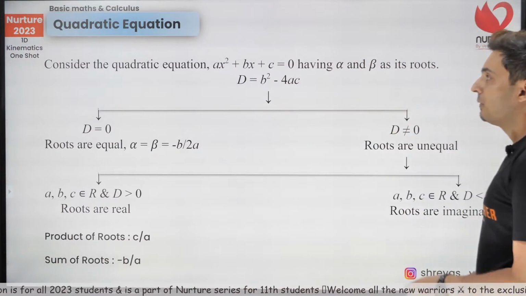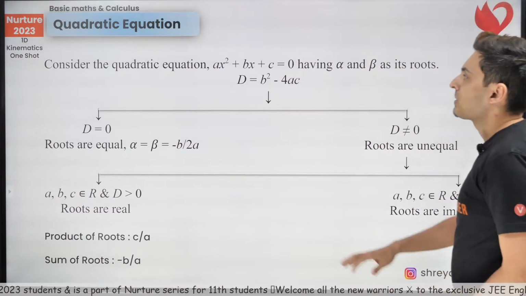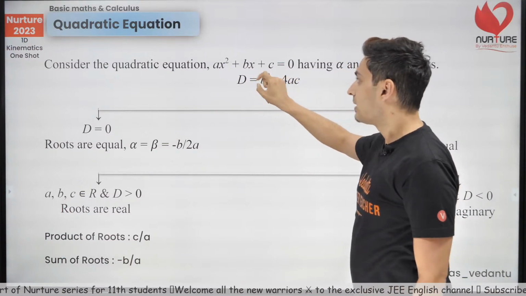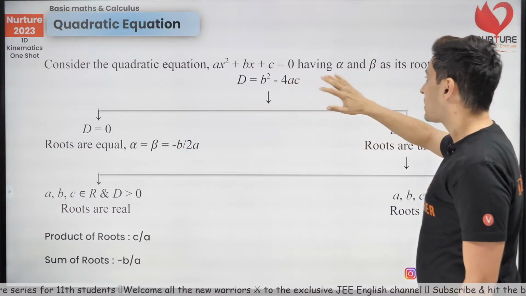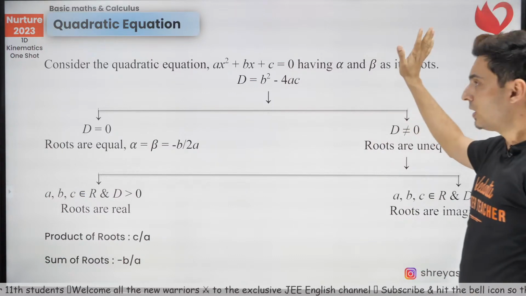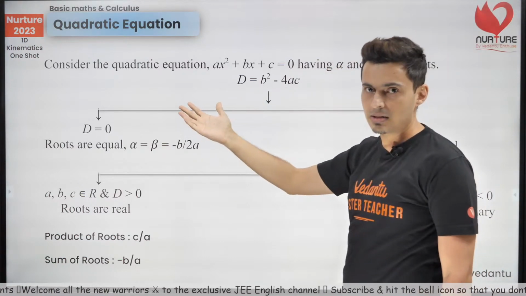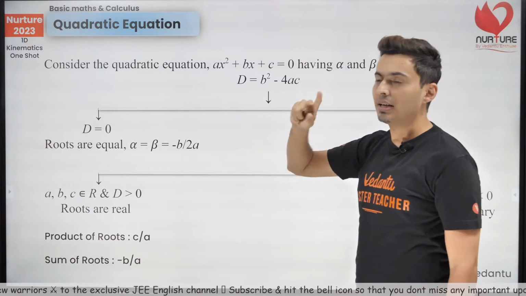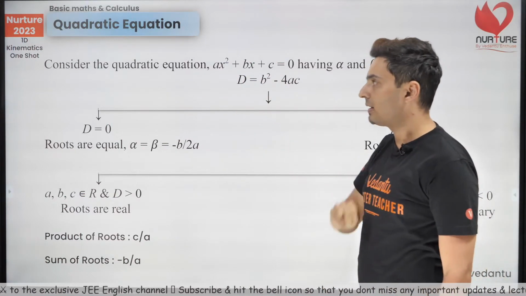So let's get going. Now, when we talk about quadratic equations, any equation of the form ax square plus bx plus c, where a, b, and c are any constants which are some real numbers, where a cannot be 0, obviously. The degree of that equation is 2. That is a quadratic equation.